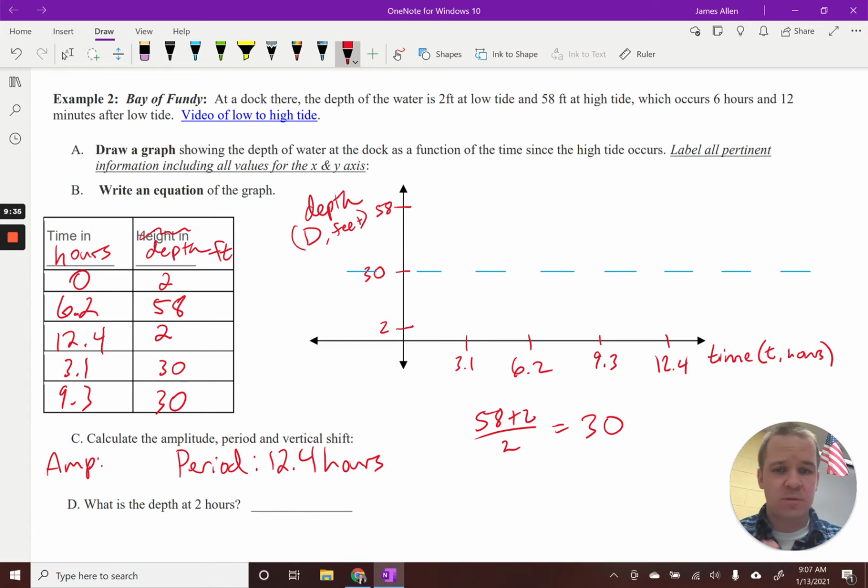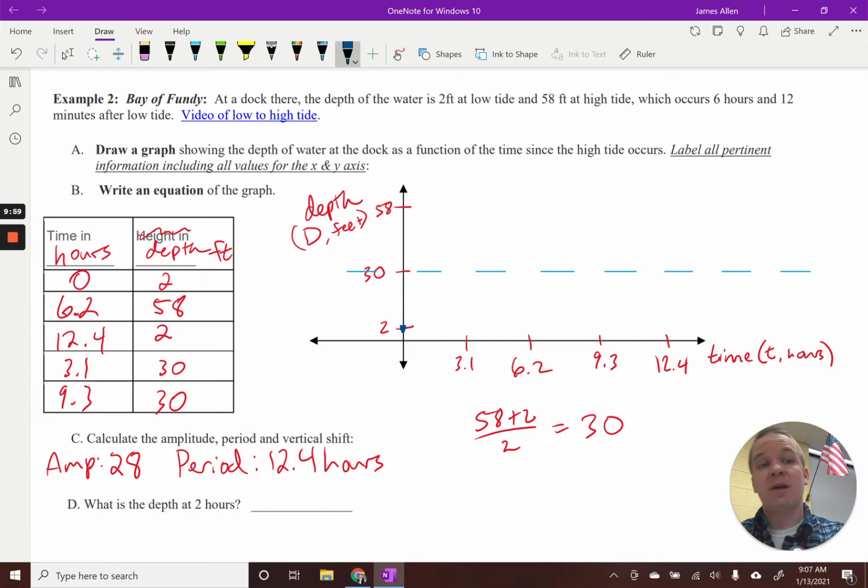The last thing that I think we could also point out would be my amplitude. My amplitude here is going to be 28, right? It's 28 above 30 to get to 58 and 28 below 30 to get to 2. Now, if I plot out my points, at 0 we were at 2. And I'm going to use blue here, the dark blue, because water and things. So at time 0, it was a depth of 2 feet, right, at low tide.